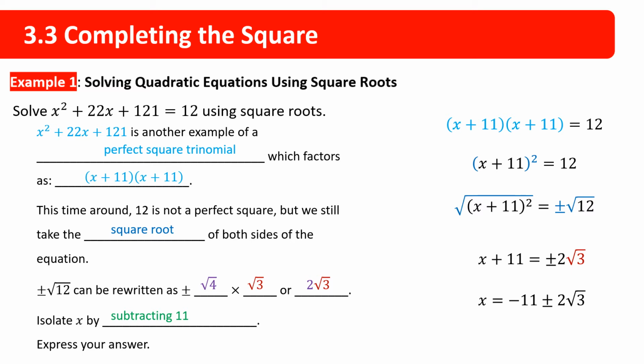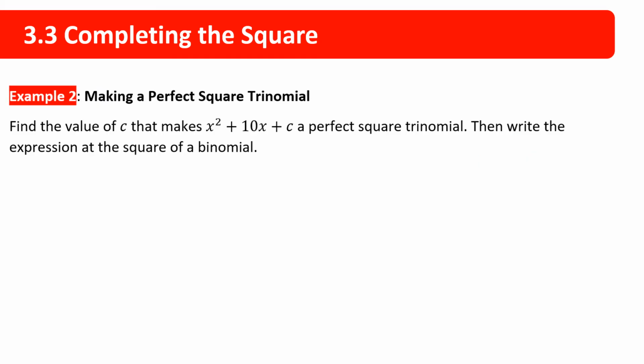And because we have negative 11, an integer, and we have 2 radical 3, an irrational number, they're not like terms, so we're not going to be able to simplify that better. So our two possible solutions here are negative 11 plus 2 radical 3 and negative 11 minus 2 radical 3.